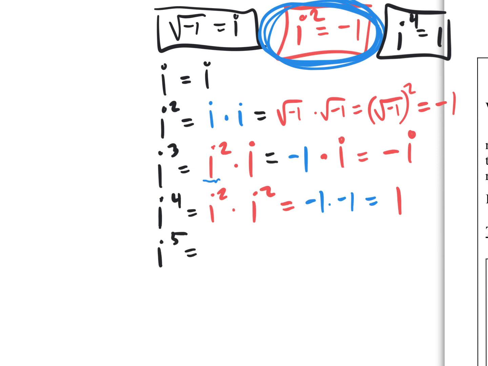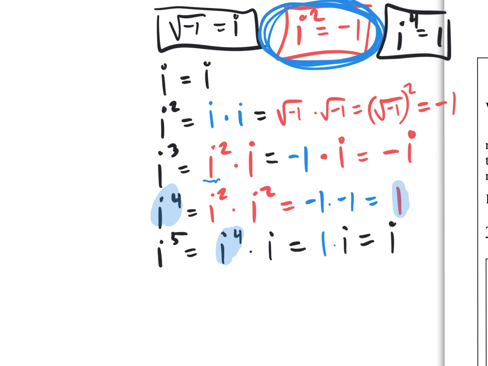i to the fifth is really i to the fourth times 1 more i. But what is i to the fourth really? That's easy. If i to the fourth is 1, then we could put a 1 right here, and it'll be 1 times i, which takes you back to i. And that's where the cycle starts over.